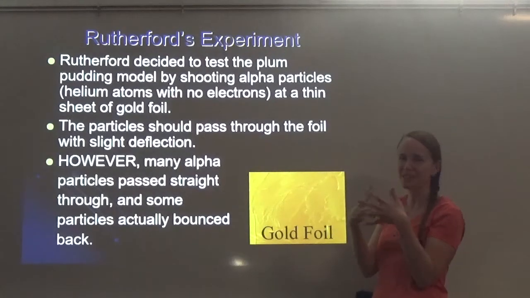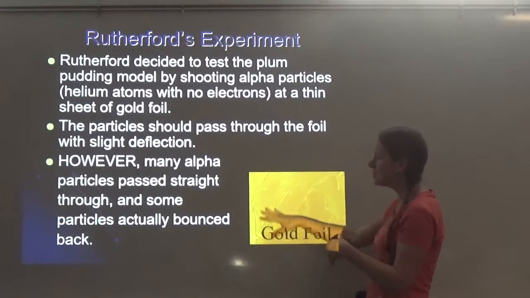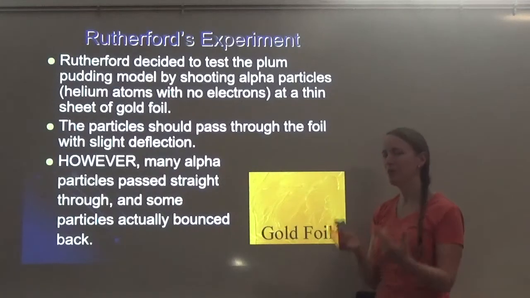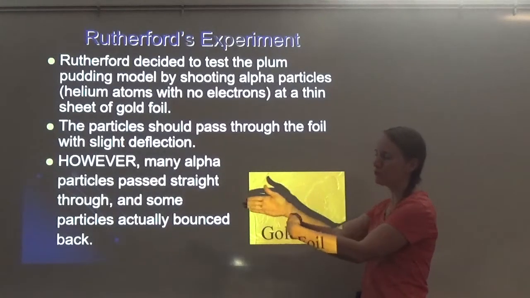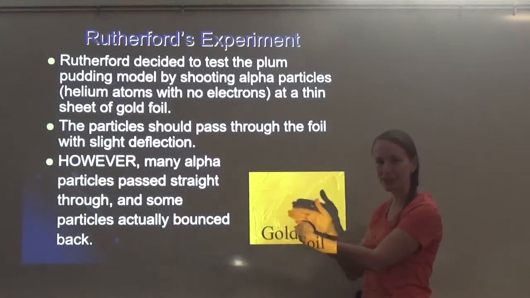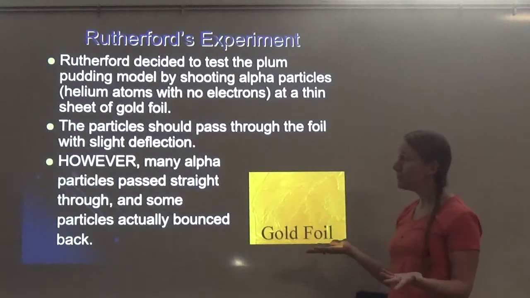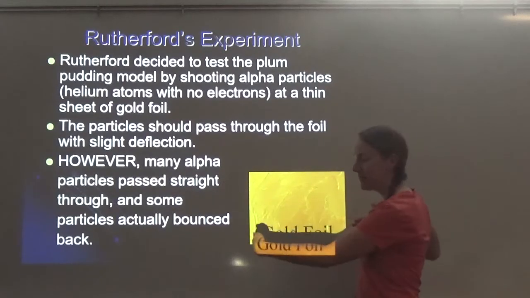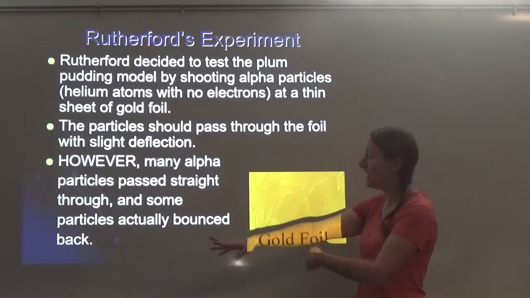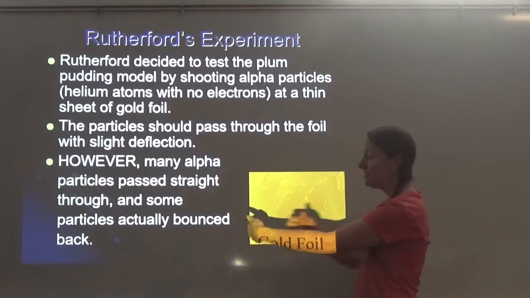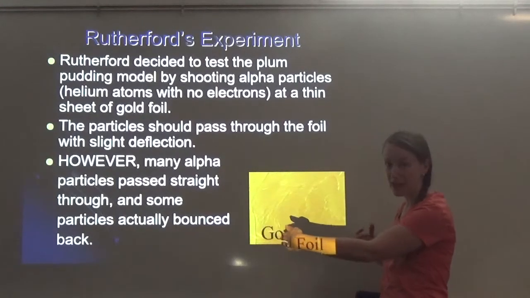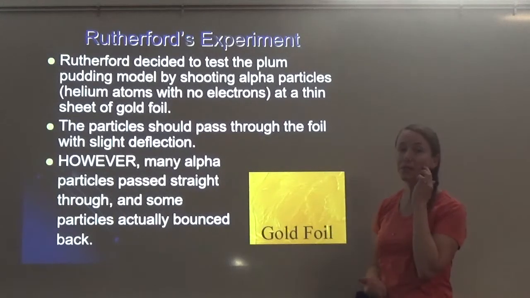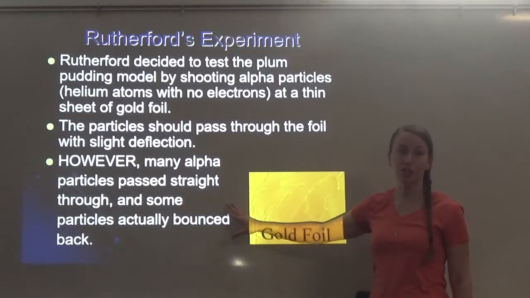And of course, positives don't like each other. But because it's just a positive area, not really a particle, it should be able to get through, but it's just going to change its path a little bit by bending. However, many of the alpha particles pass straight through. They pass straight through, no bending. And some of the particles actually hit the gold foil and bounce back. If the plum pudding model was accurate, neither of those things should have happened.